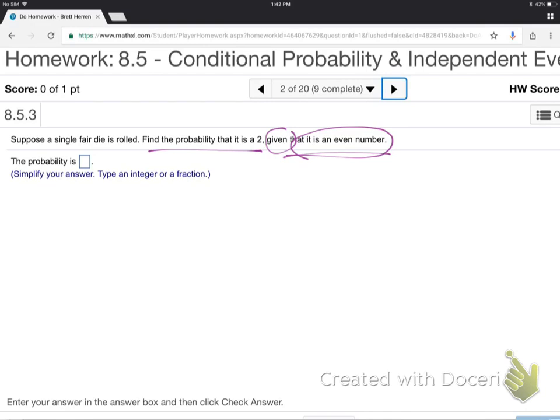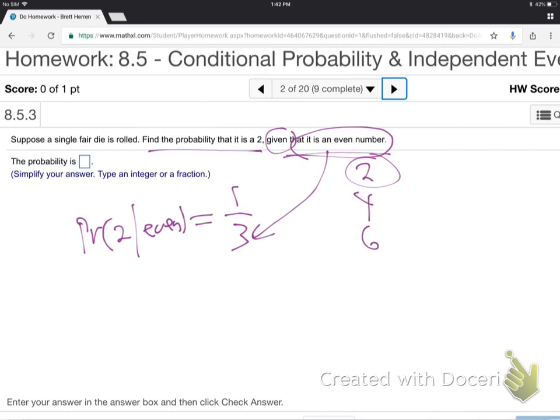So if they got an even number, what might they have gotten? 2, 4, or 6. They had to get either 2, 4, or 6. So what's the probability that it was a 2, given it was even? 1 out of 3, because 2 is one of the 3 possible things. Is that making sense now? So the given tells you the denominator, doesn't it? The last problem, they gave us it was a 5, so there's only one thing in the denominator.